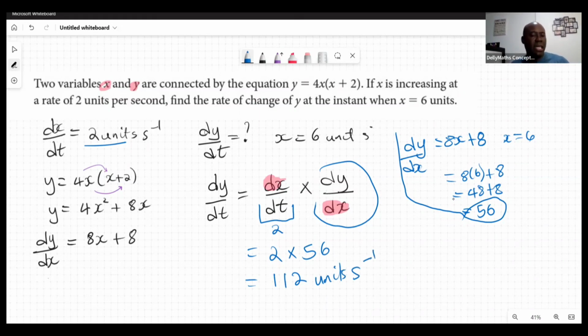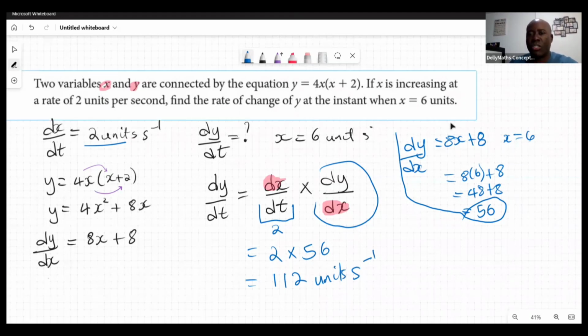It's another one. So you have to take a look, see what you have, find the connected rate of change. All the time there is a connection, right? Let's go to another question.